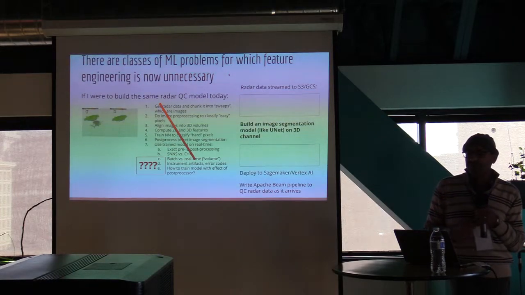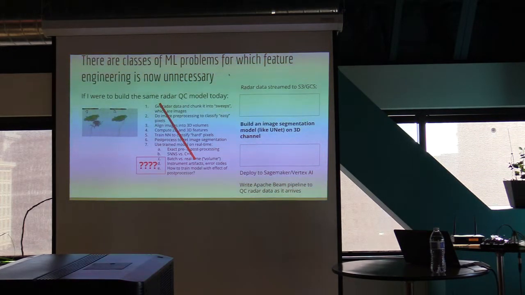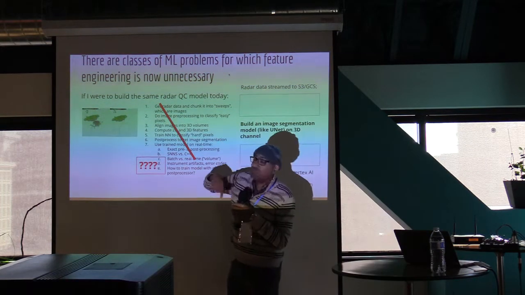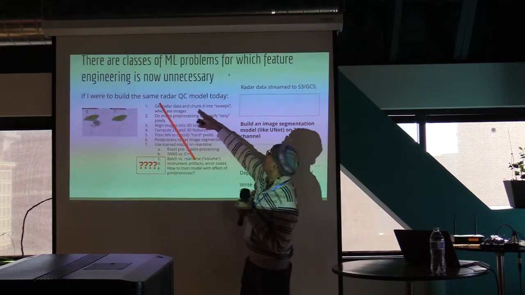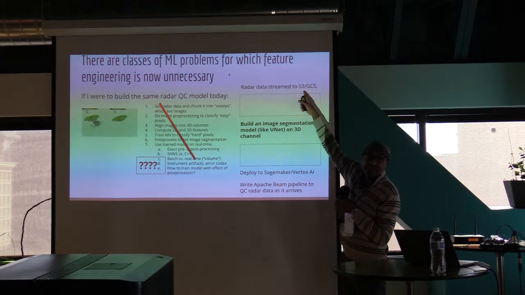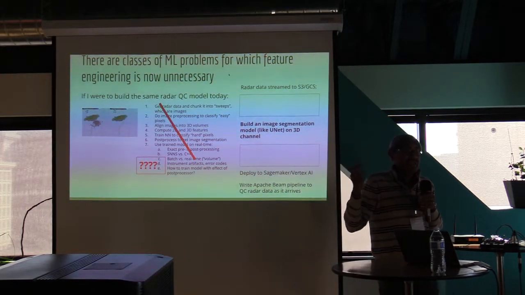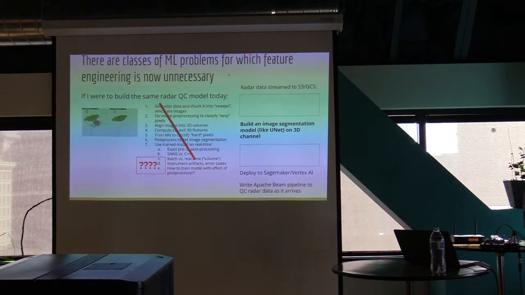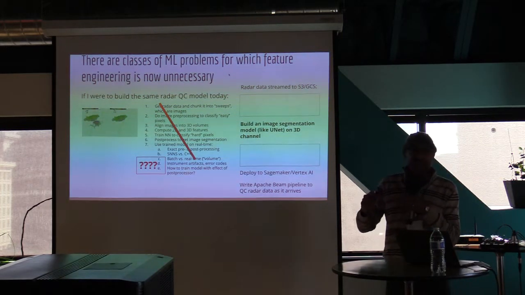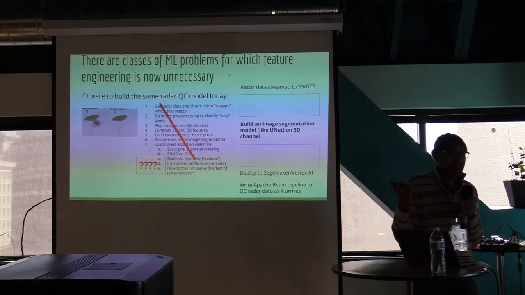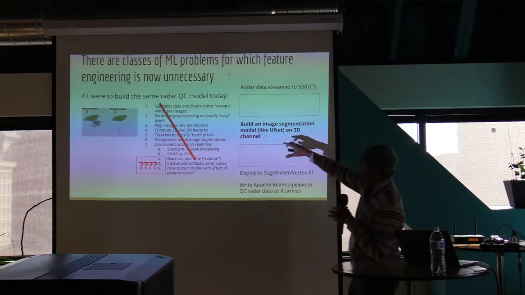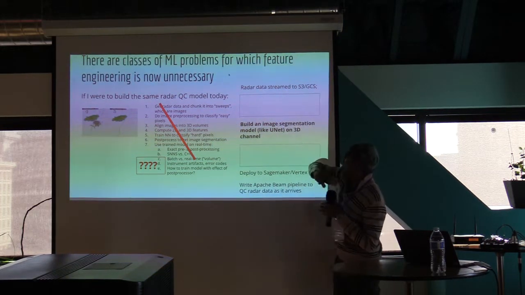So for example, right, there's a whole class of ML problems for which feature engineering is now unnecessary. If I were to do it today, I would need to get my radar data, but the radar data today is streamed in by the National Weather Service directly into S3 and into GCS, right? Those guys have taken care of this whole data collection issue. It's already there in the public cloud. All I need to do is to basically train and deploy from it. So all of the stuff that I needed, not necessary.